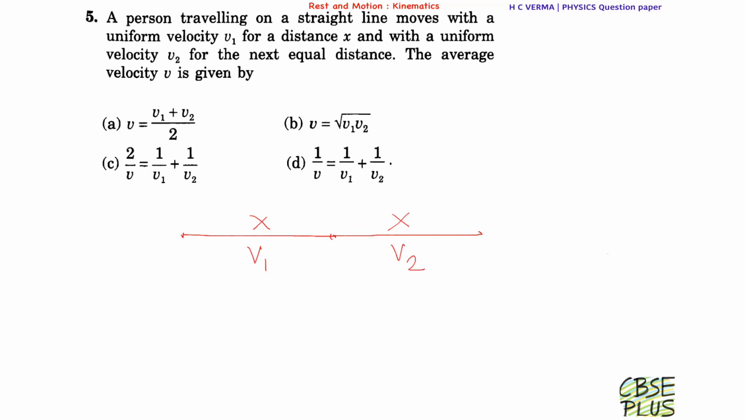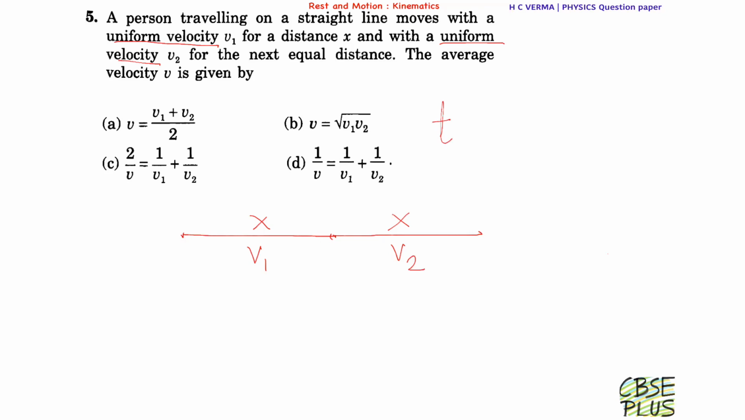Since this is straight line motion, we can ignore the direction here. And how can we say this is straight line motion? Because it talks about the uniform velocity. If it talks about the uniform velocity, it means during the motion there is no change of direction. Okay, so we can simply use the certain formulas.